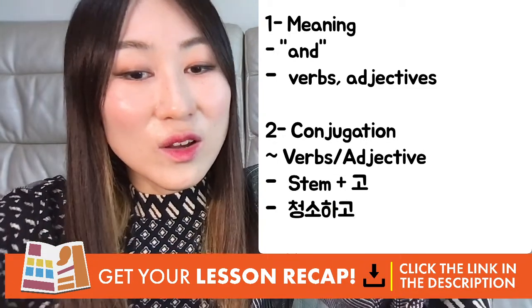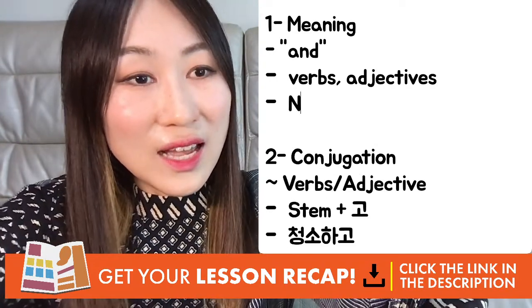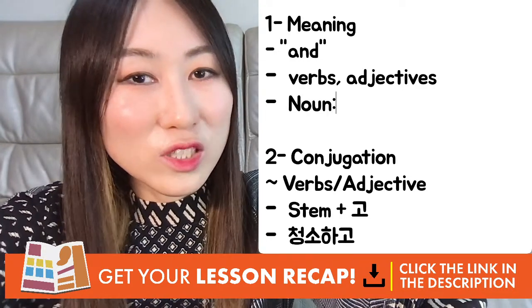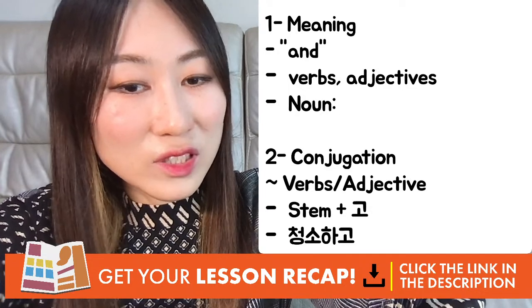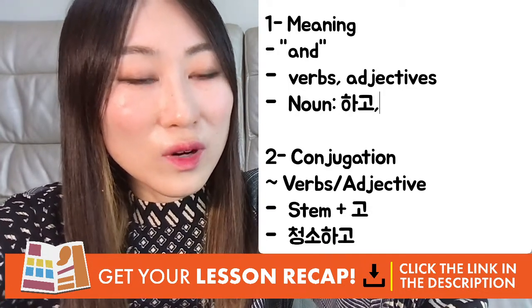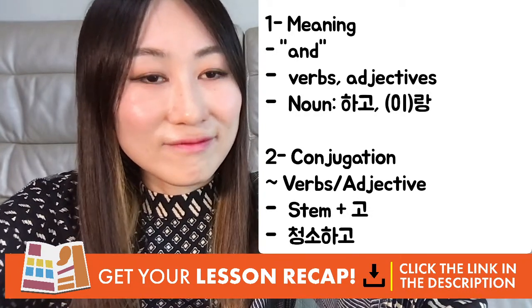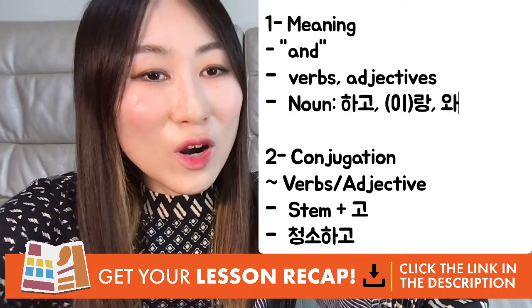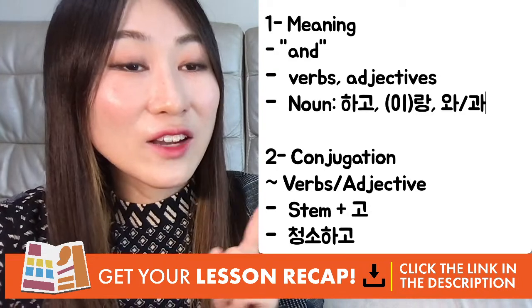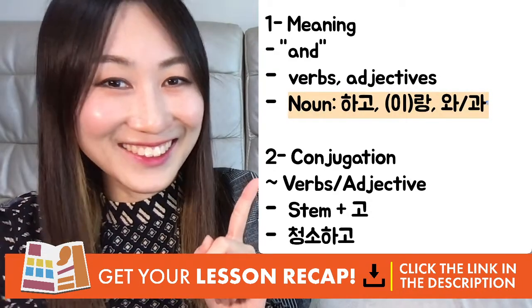Winnie, for nouns we need other words. I actually have a full lesson about it, so I'm not going to focus on it. But and is 하고 or 랑 or 이랑 or 와 or 과. So we have a lot of words, and I already did the full lesson about it, so check it out if you want to know more about it.